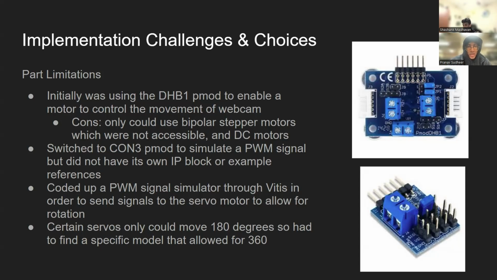We also coded up a PWM signal ourselves, so our own simulator through Vitis, so that the Con3 PMOD can send signals to a servo motor. However, once again, we came to the part limitation issue: we needed servo motors, and the servo motors that we did have were all 180 degrees. What we needed was a servo motor that can go 360 degrees so that we can track people and control speed.